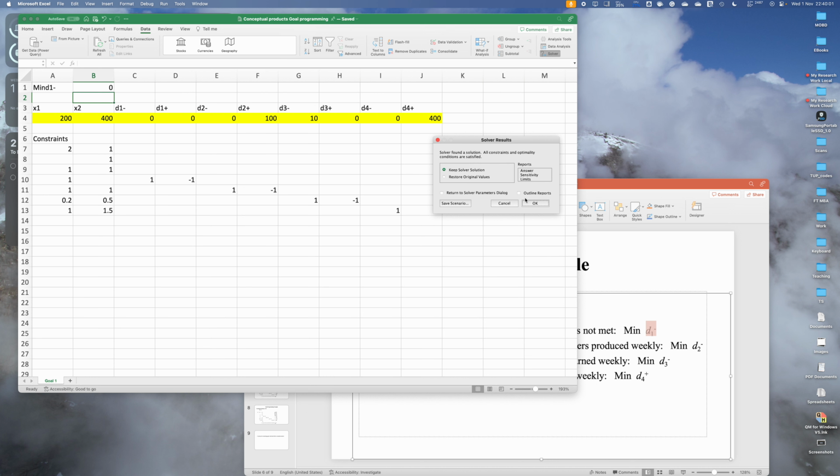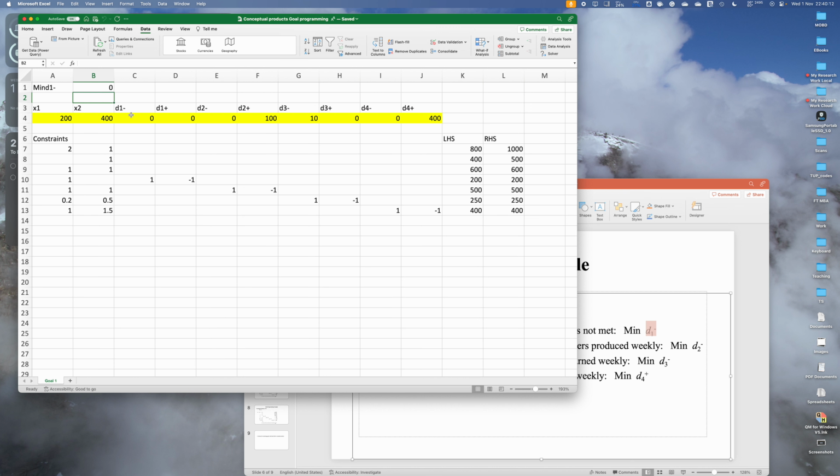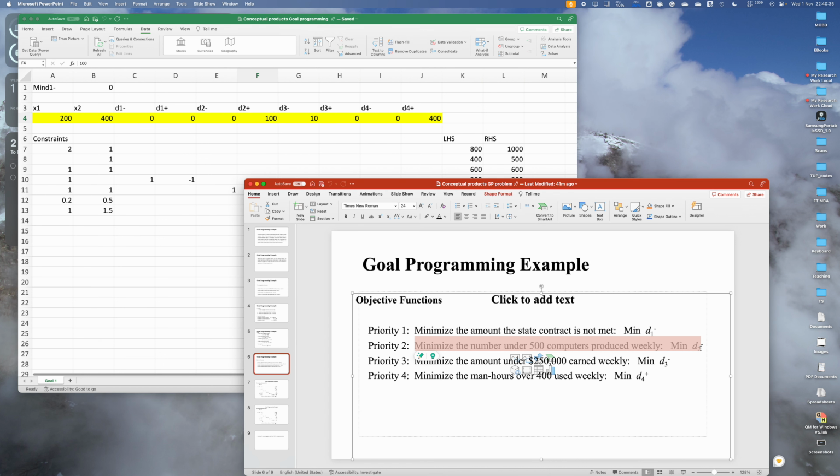Once you click on solve, you will see that the solver has found a solution. It says you should make x1 equal to 200, x2 equal to 400. I'm just going to click OK here. As of now, I'm not underachieving this goal. D1 negative is 0. I'm not overachieving this goal. Looking at the other deviation variables, D2 positive, the overachievement of the second goal, I am overachieving by 100. Overachievement is fine with me for the second goal, but I don't want underachievement. That is why I'm getting D2 negative as 0. So it's good for me.